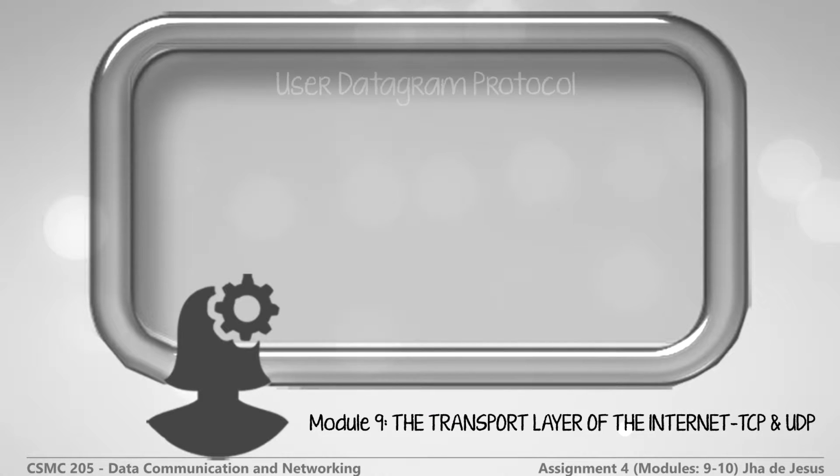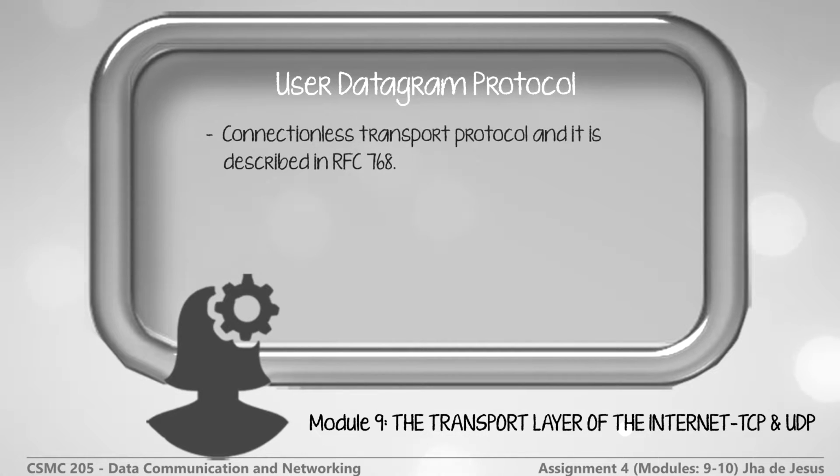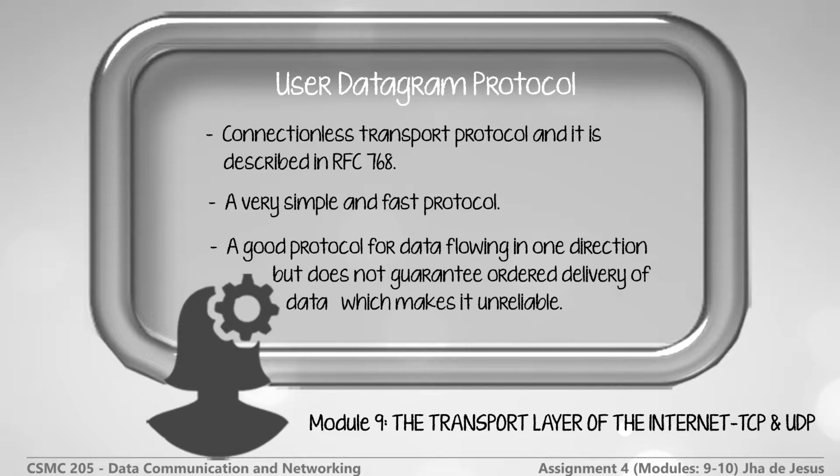The next topic is about User Datagram Protocol. User Datagram Protocol is a connectionless transport protocol and it is described in RFC 768. It is a very simple and fast protocol. It is a good protocol for data flowing in one direction but does not guarantee ordered delivery of data, which makes it unreliable.